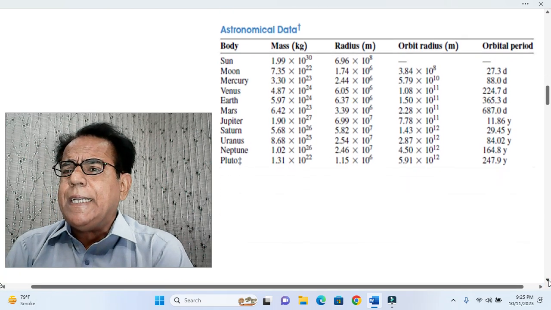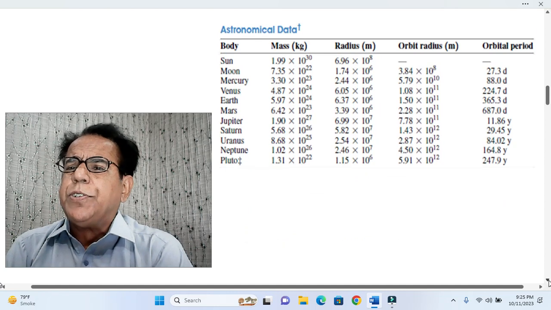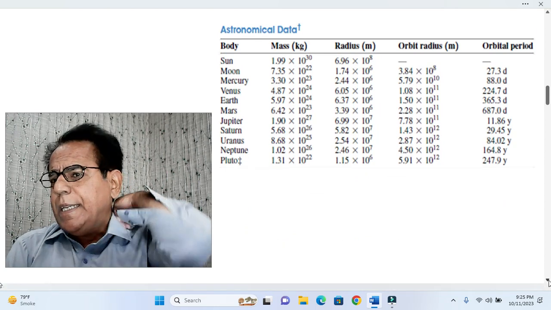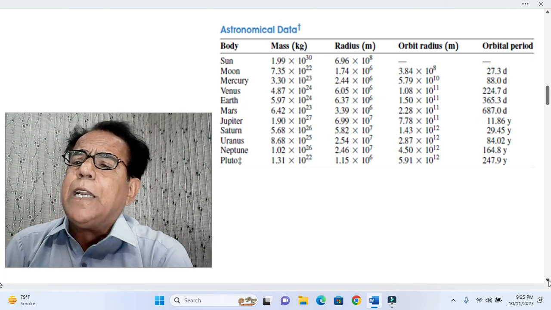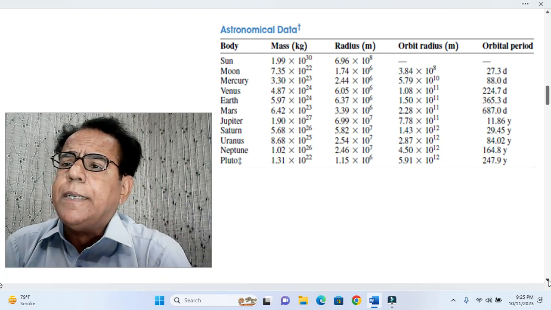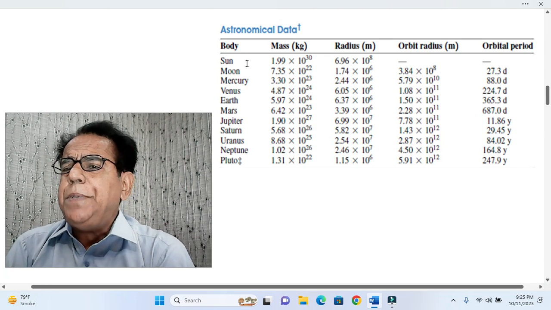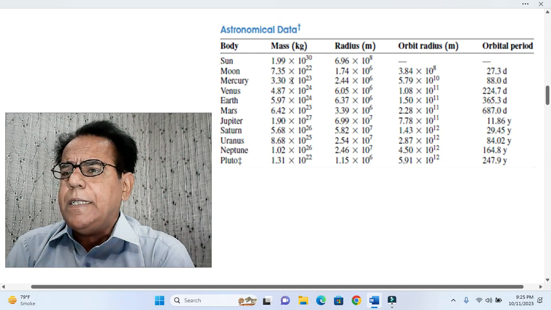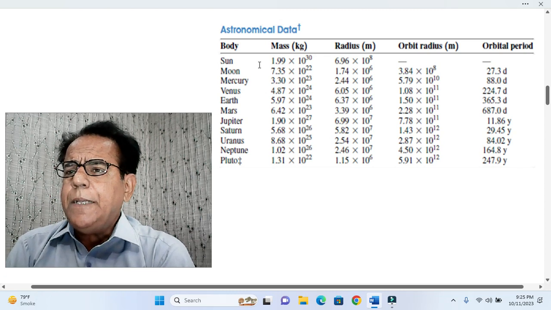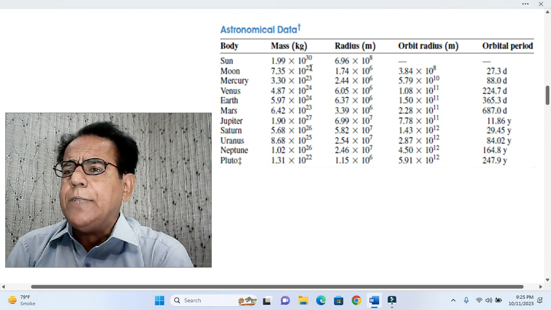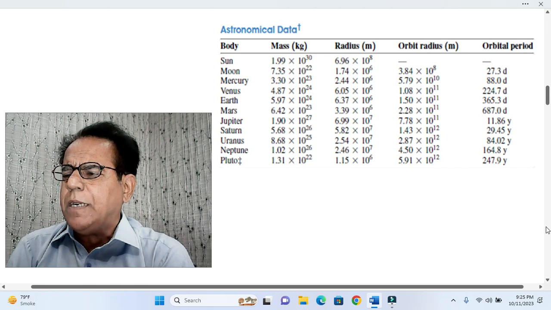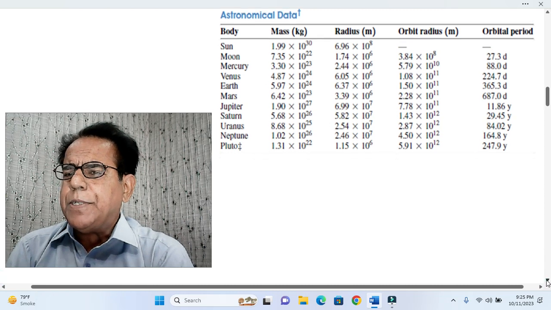Next, there is a table of physical constants and astronomical data, in which mass of sun is given as 1.99 times 10 raised to the power 30 kilogram. For the time being we are not concerned with the remaining values. We are concerned only with the first value, sun mass 1.99 times 10 raised to the power 30. Orbit radius, orbital period, we are not concerned with the remaining parameters.